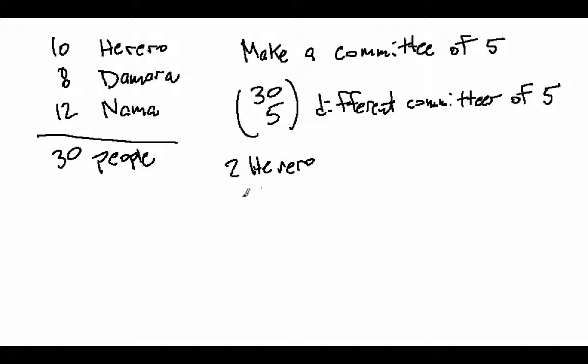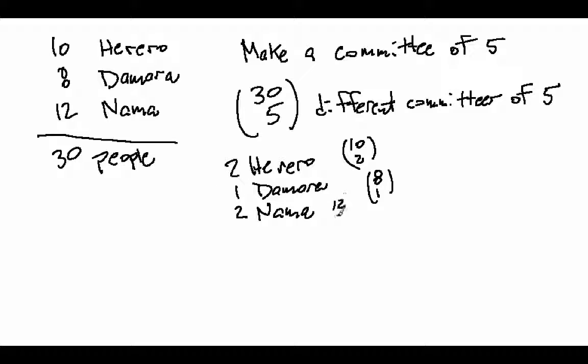Well, suppose that we would like the committee to have 2 Herrero. We would like the committee to have 1 Damara. And we would like the committee to have 2 Nama. So how many different ways can we do that? Well, if we're going to have 2 Herrero, there are 10 choose 2 different ways to do that. And if it's going to have 1 Damara, there's going to be 8 choose 1 way to do that. And if there's going to be 2 Nama, that's going to be 12 choose 2 ways to do that.